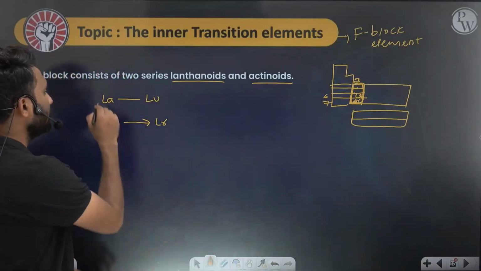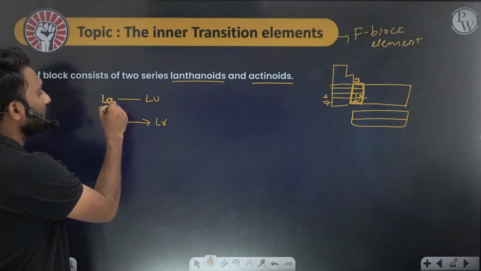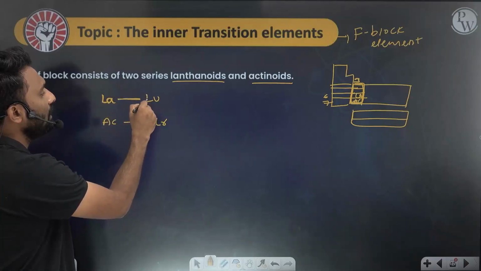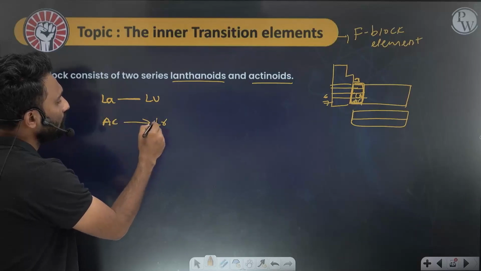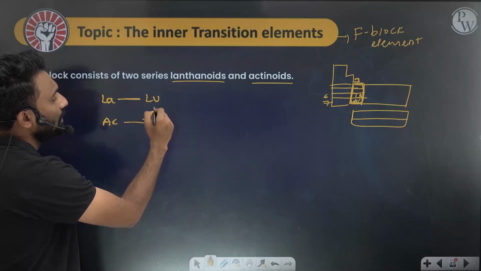Now lanthanides will start from lanthanum and end at lutetium. Now actinides will start from actinium and end at lawrencium.